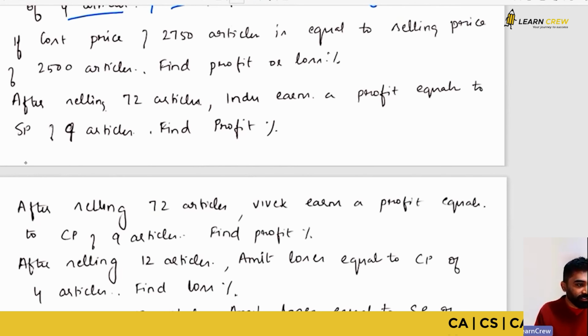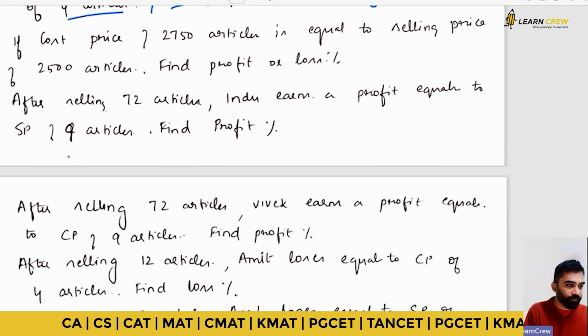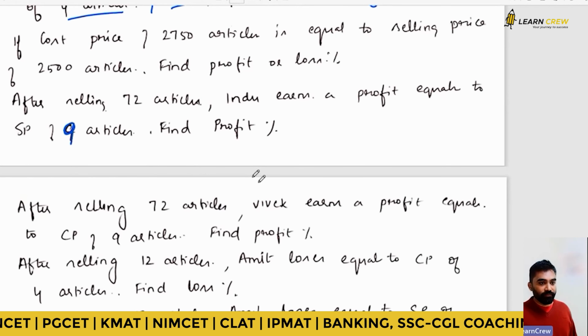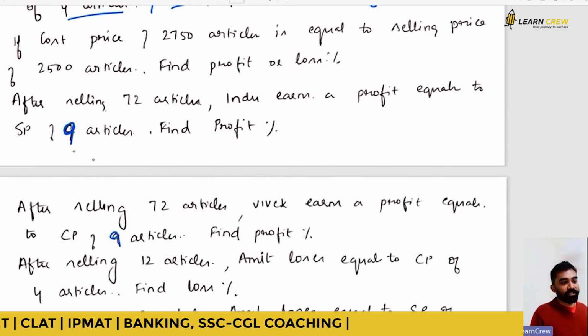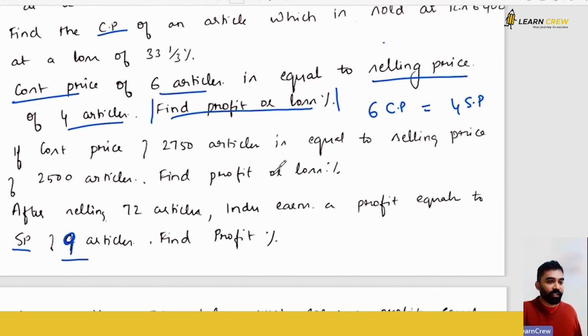Let me just clarify. The 10th one, this is 9. Sir, 10 and 11 are the same, I guess. Sorry, 10 and 11 are the same? No, it is not the same. Here it is 9 articles: selling price of 9 articles, cost price of 9 articles. Just give a try for the 9th one first, then I'll go for the 10th one.